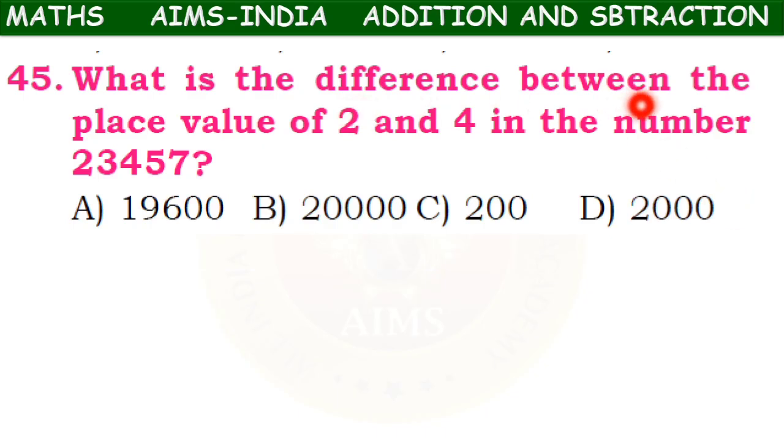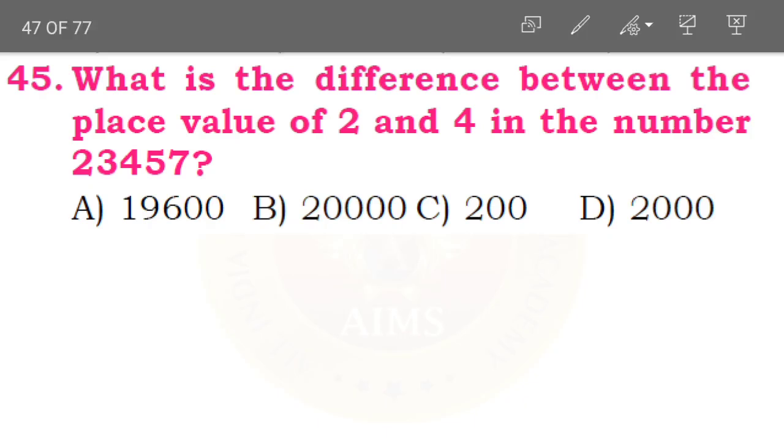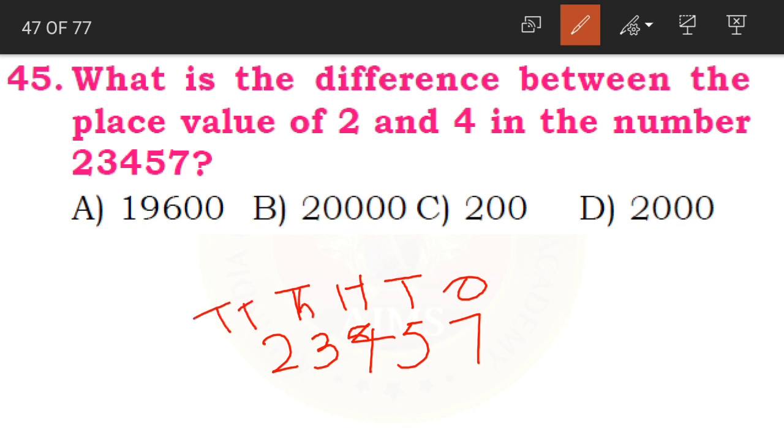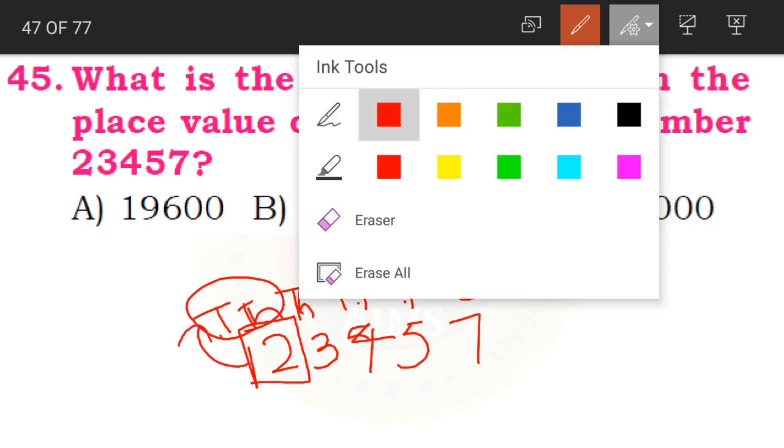What is the difference between the place value of 2 and 4 in the number 23,457? Now first let me write the number 23,457. Now to find out the place value, first let us write the places on top of the number: ones, tens, hundreds, thousands and 10,000s. Yes children? The place value of 2 is what? 2 is in the 10,000s place. So the place value is 20,000.